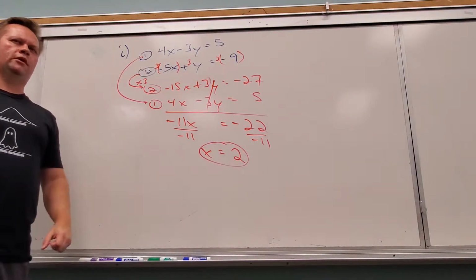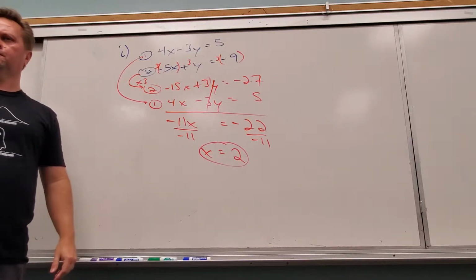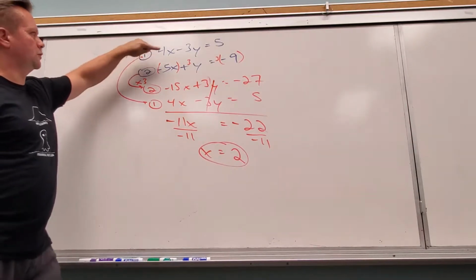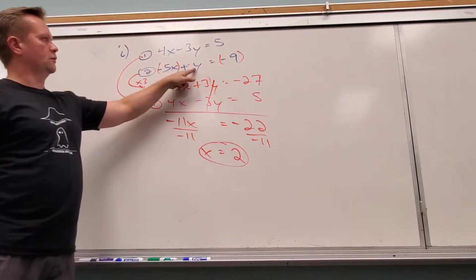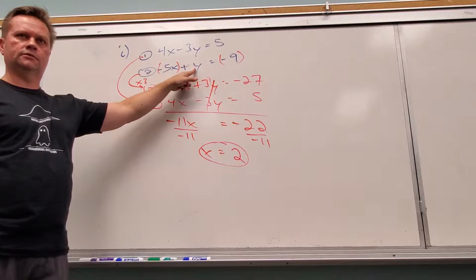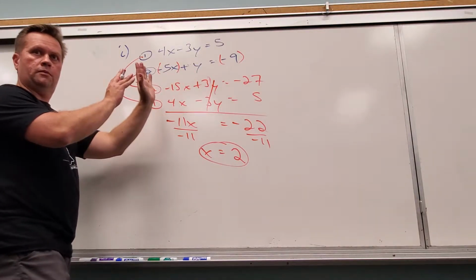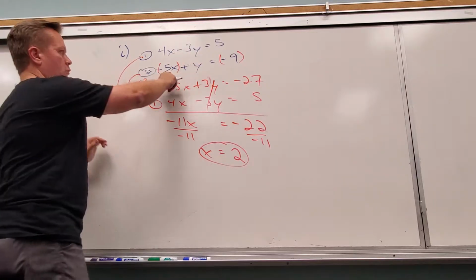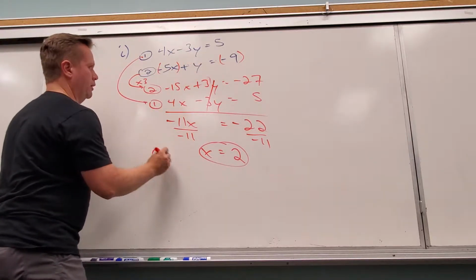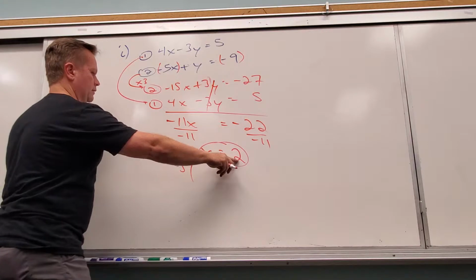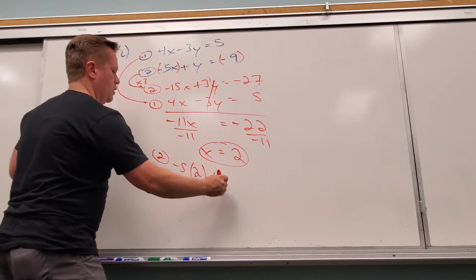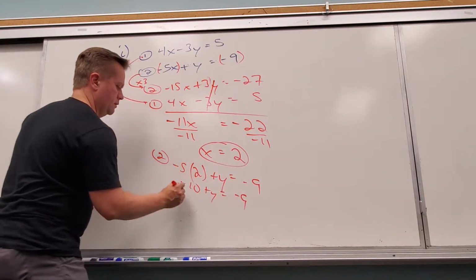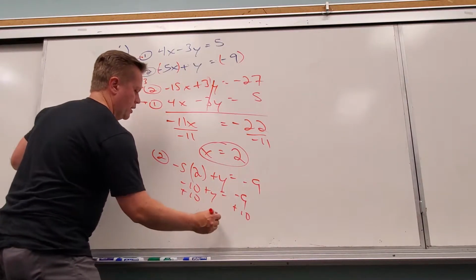Which equation looks better to get the other letter? Why the second one? We'll take these away. Because our y is almost by itself already, right? Is everybody with me? Yeah. I know what x is. It doesn't really matter which one you plug it in, but this one would be a little bit easier. So if I take the second one and rewrite it, negative 5 times x plus y is negative 9. Negative 10 plus y is negative 9. Add 10, y is 1.